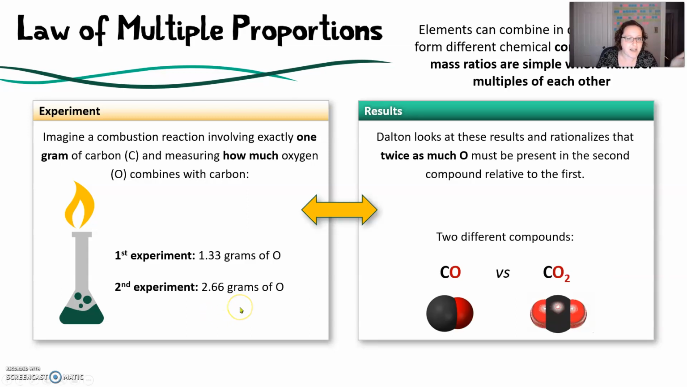So, Dalton rationalizes that this can only be explained by the formation of 2 different compounds that both contain carbon and oxygen. In the first run of the experiment, all of the oxygen combined with the carbon to yield carbon monoxide. But in the second run of the experiment, all of the oxygen combined with the carbon to yield carbon dioxide. The amount of oxygen in the carbon dioxide is exactly twice as much per carbon as in the carbon monoxide.